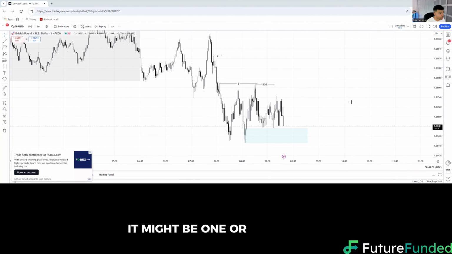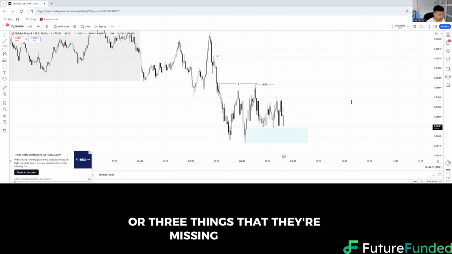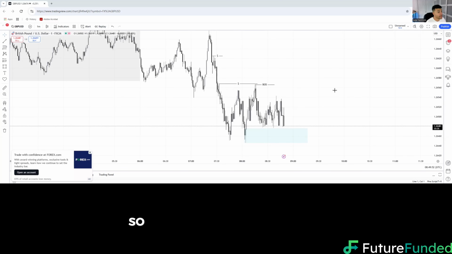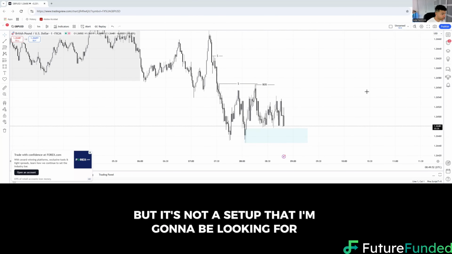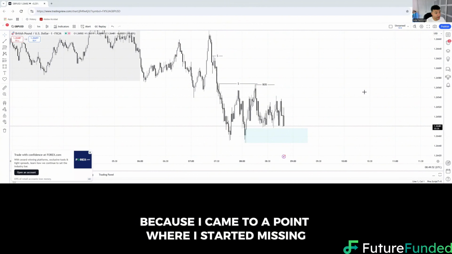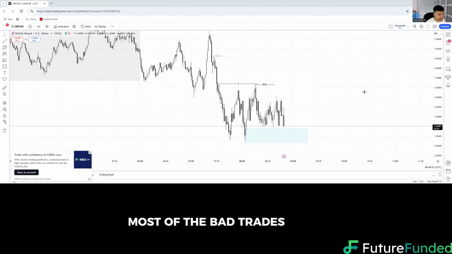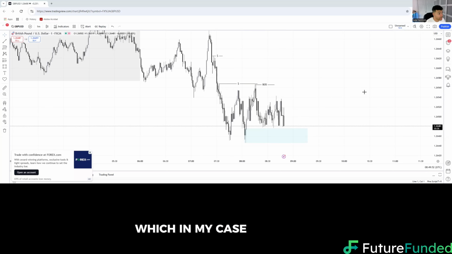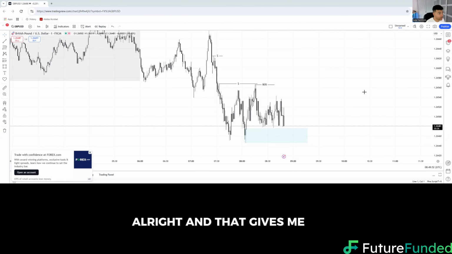It might be 1 or 2 things or 3 things that they're missing out. Okay, so yes, this trade might end up working, but it's not a setup that I'm going to be looking for. All right, it's not something that is a part of my edge, and I simply cannot take it. And it's one of the very things that allowed me to pass my accounts with FutureFunded, because I came to a point where I started missing most of the bad trades and I only focused on the cream, which in my case is my edge. All right, and that gives me a higher probability.